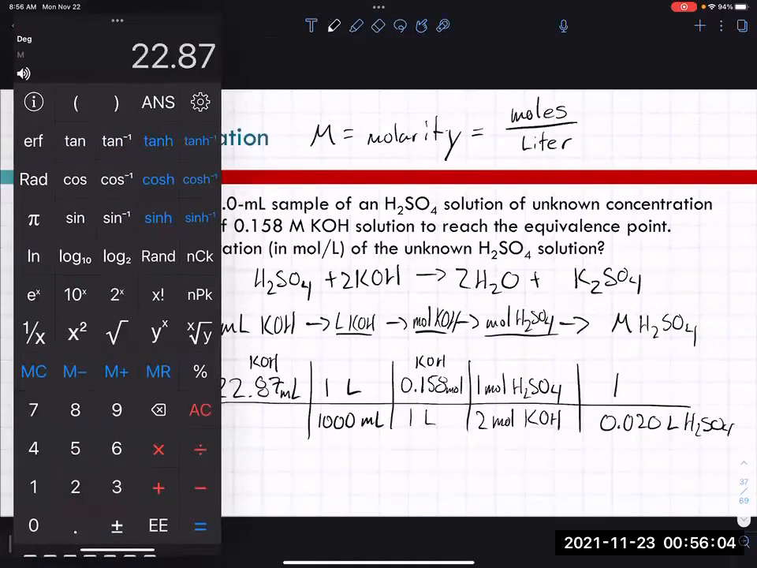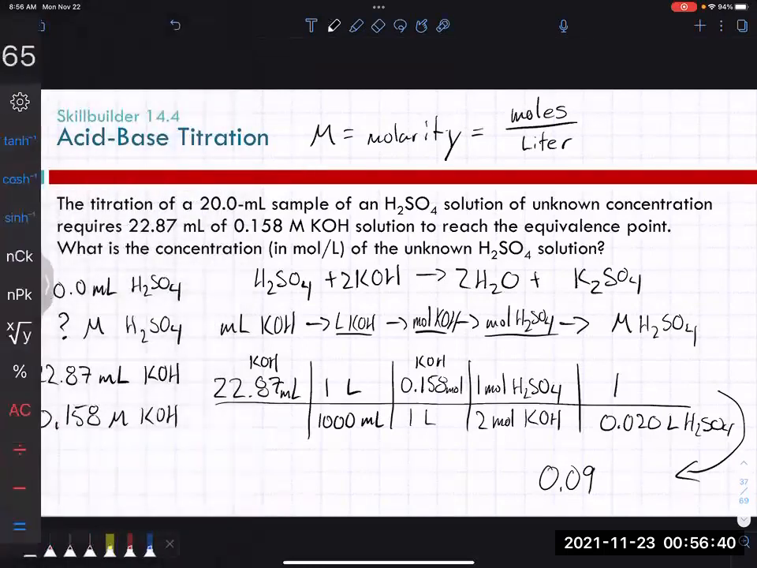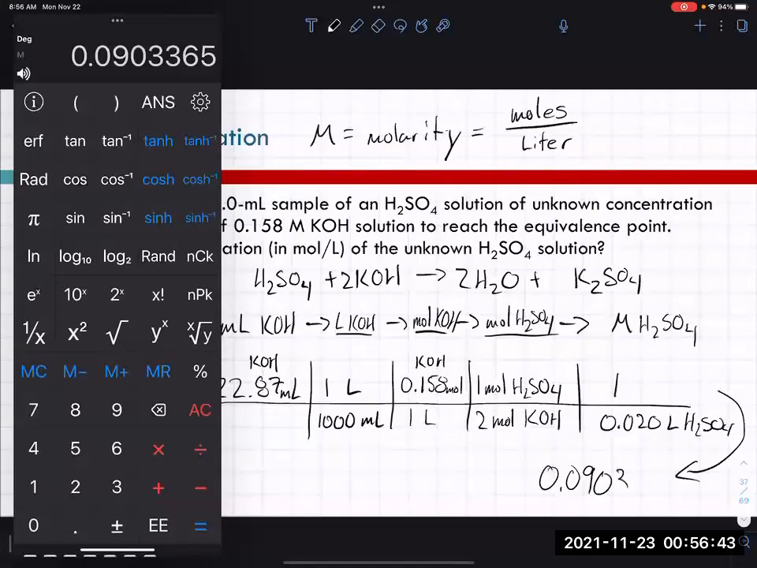So 22.87 times 0.158 divided by 1,000 divided by 2 divided by 0.02. So our molarity, if I punched everything into the calculator, right? Always run out of space. 0.09, what sig figs are we working with here? 3.903 molar H2SO4.